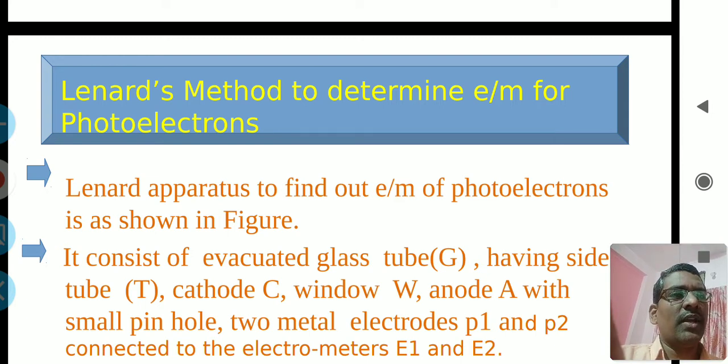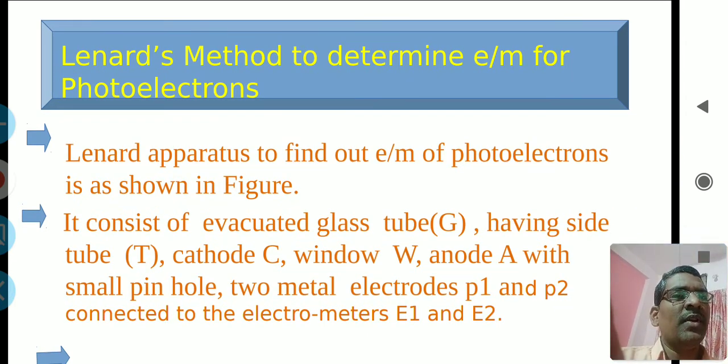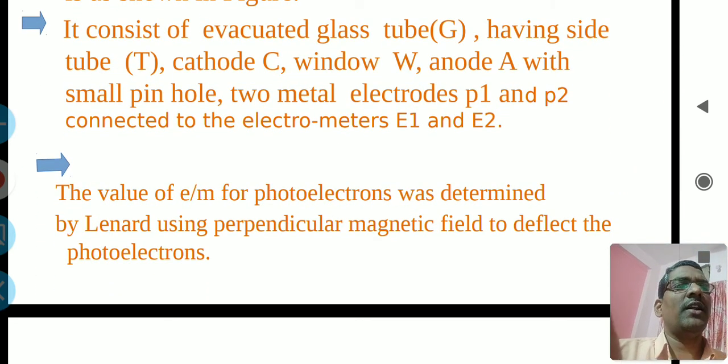It consists of an evacuated glass tube G, which is completely evacuated, meaning there is vacuum in that glass tube. It has a side tube T, which is used to create the vacuum in the glass tube G. It consists of cathode C, window W and anode A with a small pinhole. It also has 2 metal electrodes P1 and P2 connected to electrometers E1 and E2. The value of e by m for photoelectrons was determined by Lenard using a perpendicular magnetic field to deflect the photoelectrons.